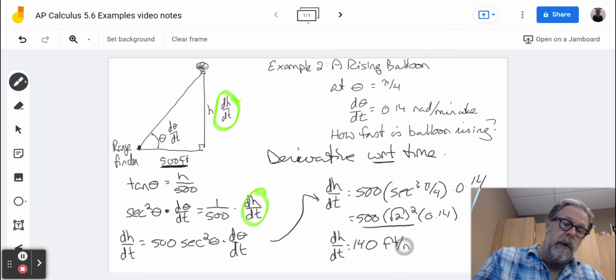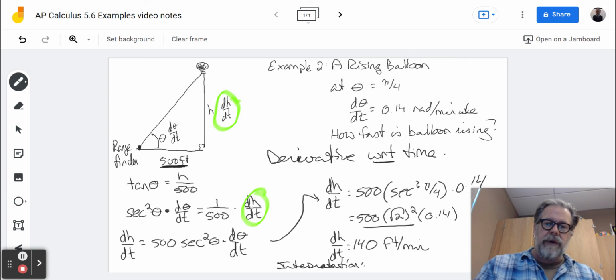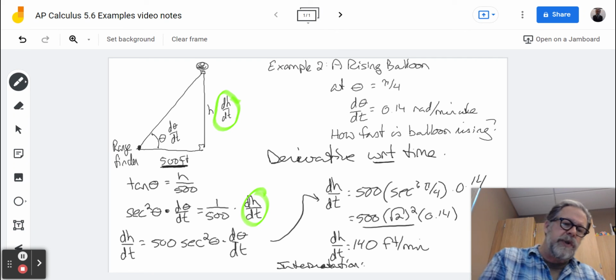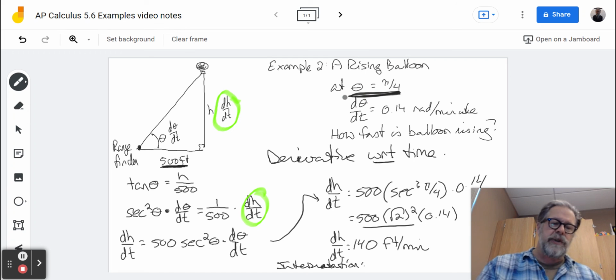Feet per minute. And our interpretation, and this is an important part of the problem, is that when the angle is pi over 4 radians, the balloon is rising at 140 feet per minute. You need to say when your answer is true, you need to say what it is, and it needs to include units.